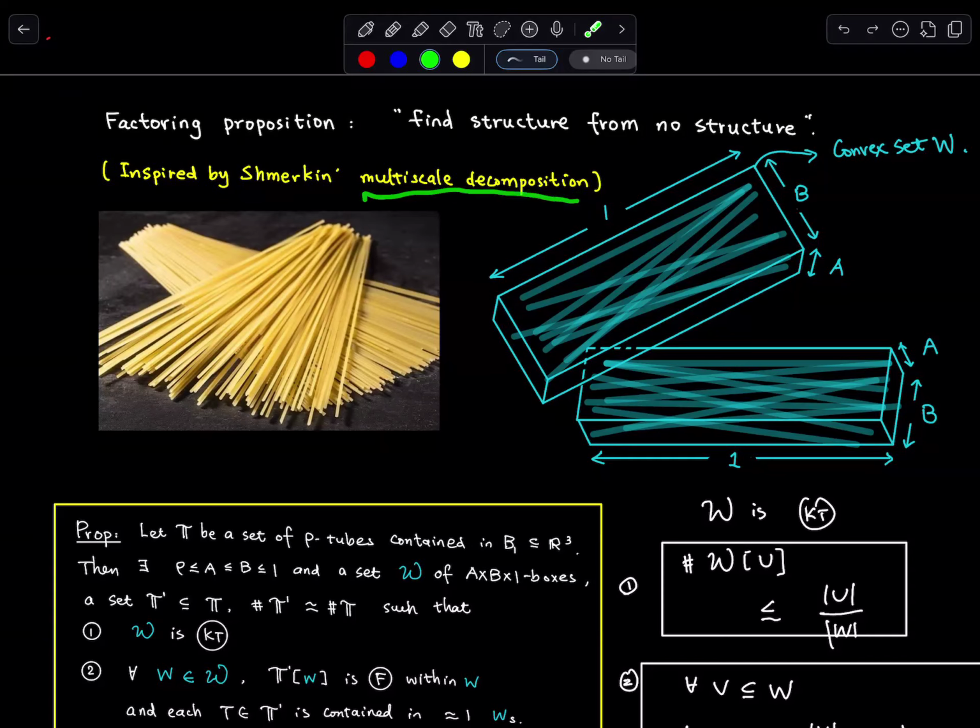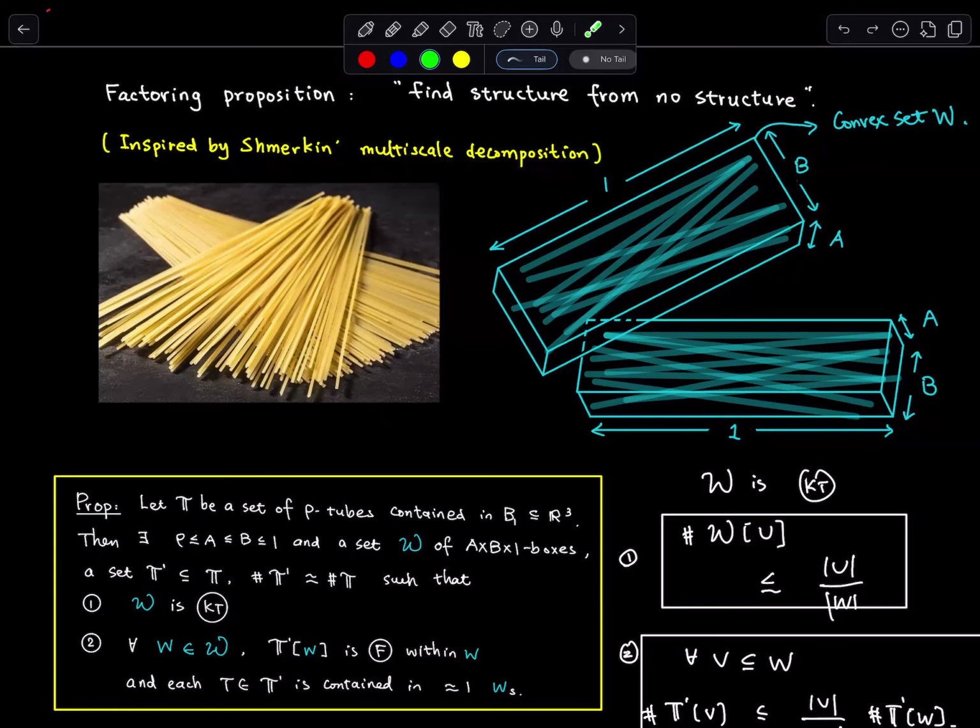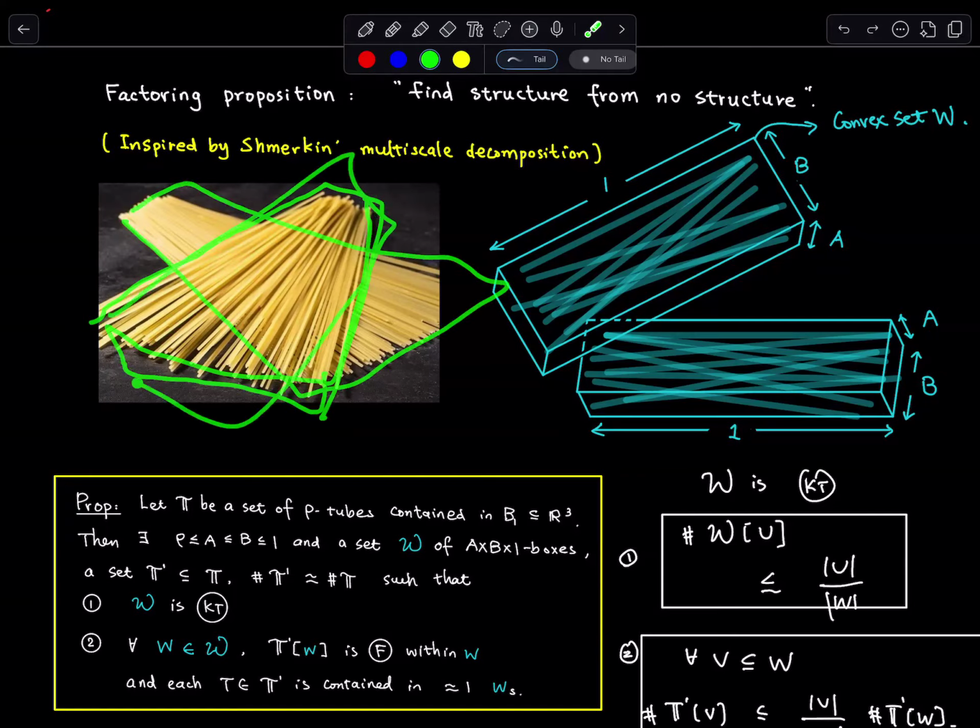I will try to explain this with this picture, which I found online. Suppose we have a messy set of spaghettis, and we want to put them into envelopes. We want to organize them. If they are organized as such, then we can just put two boxes, like one here and one there, and then we can pack them nicely.